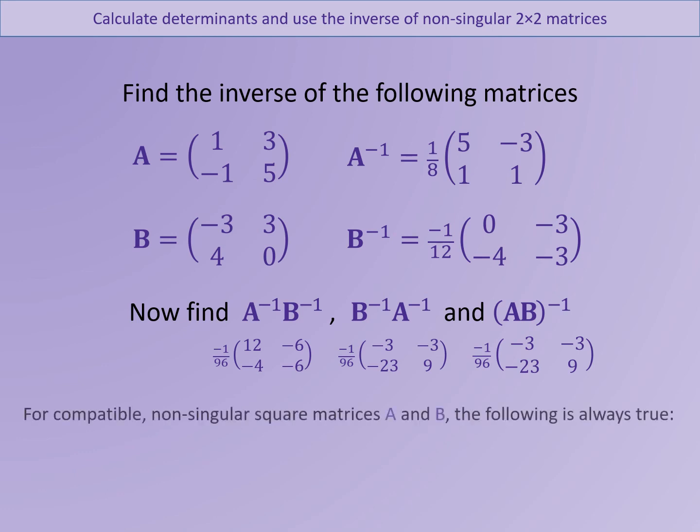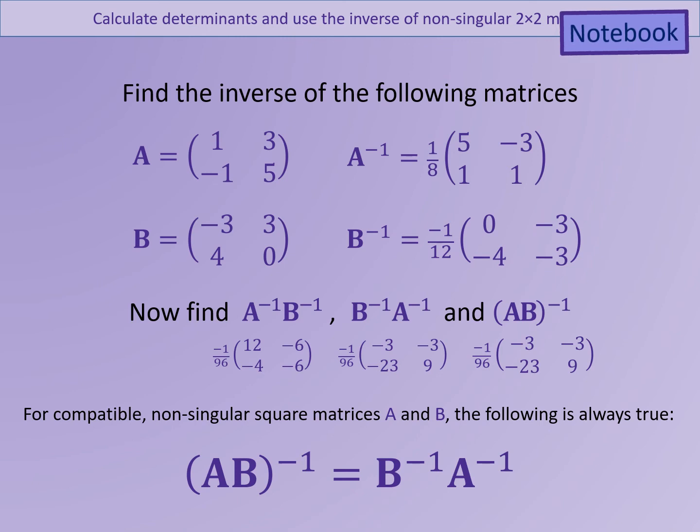So the rule is AB, the inverse of that, is the same as B inverse A inverse. Notice that the order has switched. So from AB, it's going to be A.